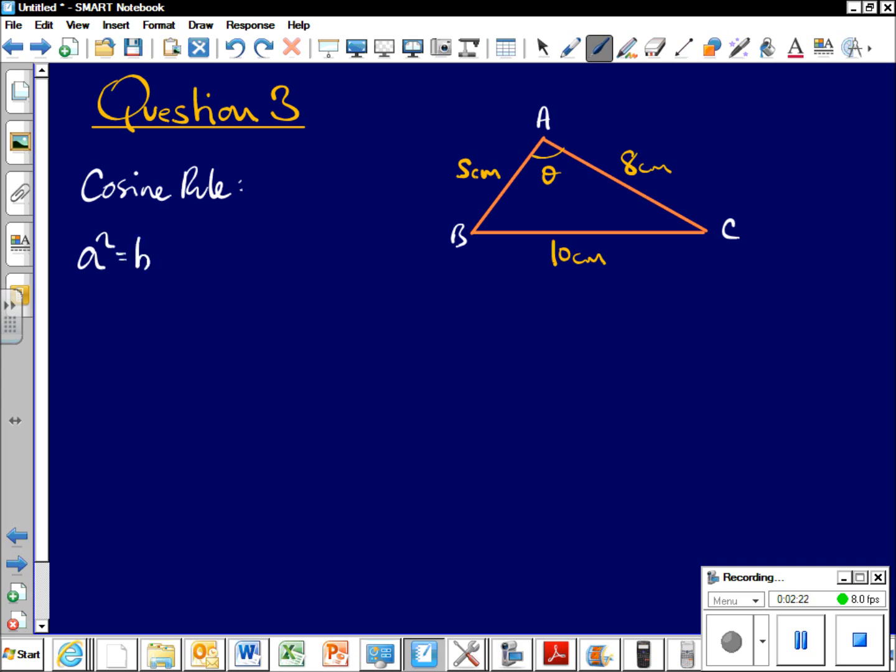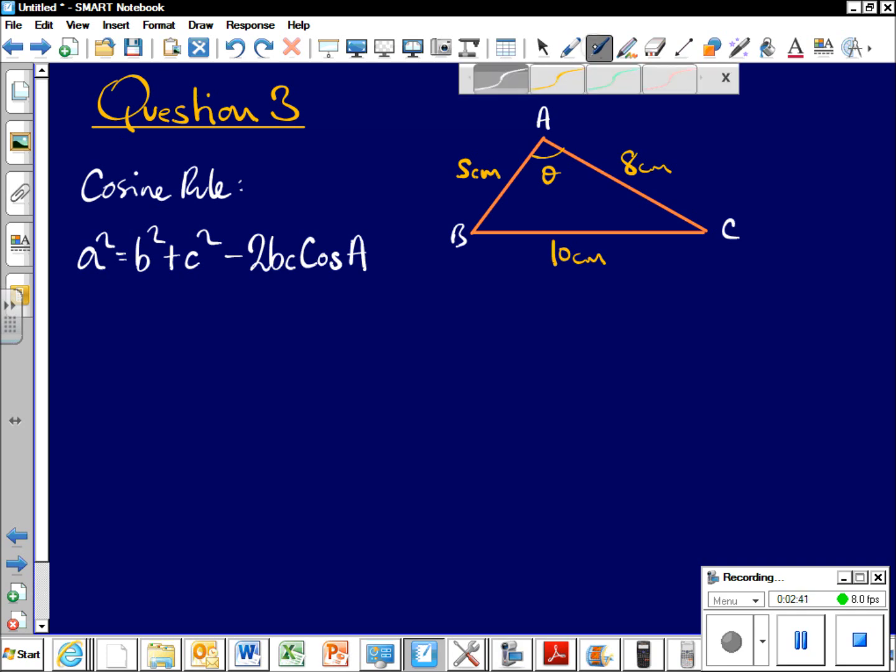A squared equals b squared plus c squared. So if you can't remember it, it's like Pythagoras. And then you take away 2bc cos A, yeah? Now we're trying to find the angle, right? So we've got to rearrange this. So do it one step at a time.